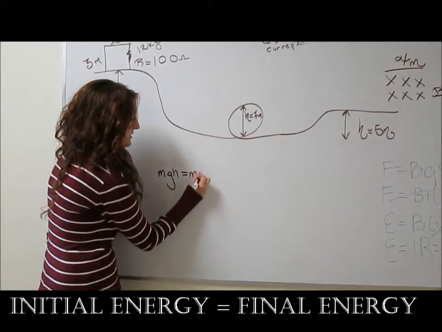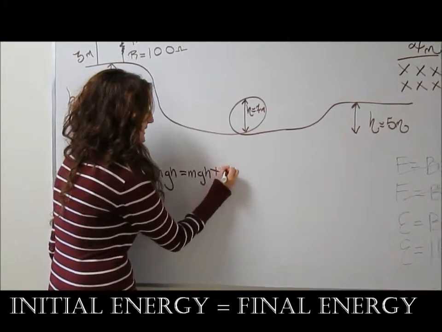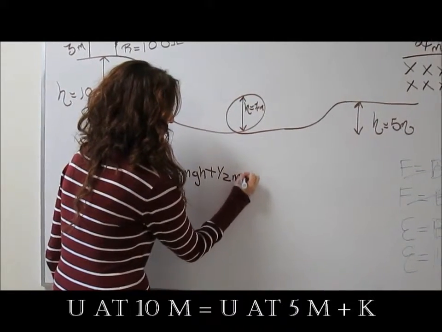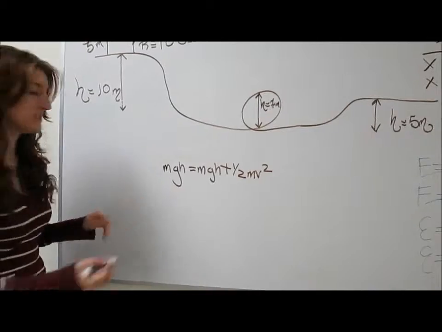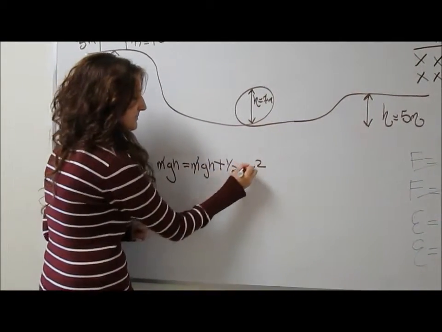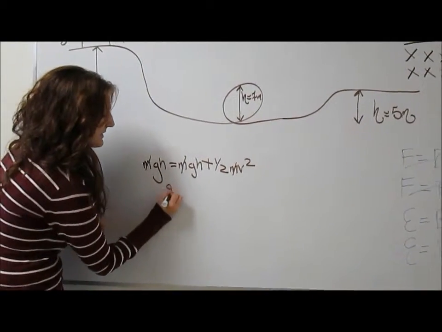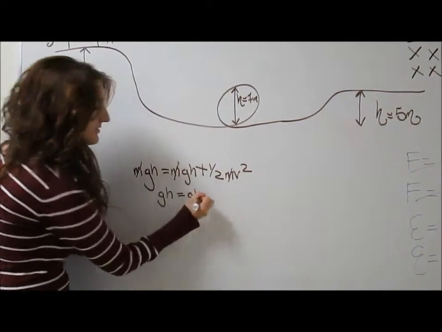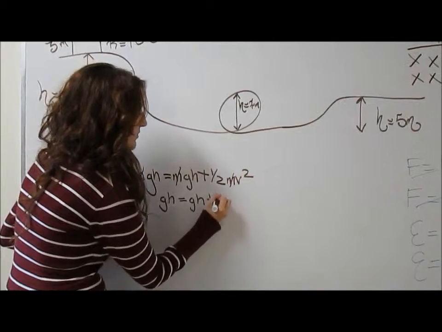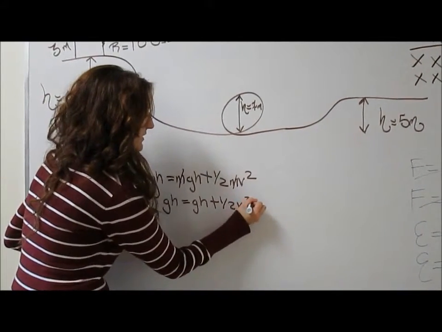Take a look at these different parts of the problem. Pause the screen here and see if you can solve it first. The equation is MGH equals MGH plus 1/2 MV squared. Because mass does not matter in this particular equation, we are going to cancel out the m's and be left with gH, gravity times height, equals gH, gravity times height, plus 1/2 V squared.